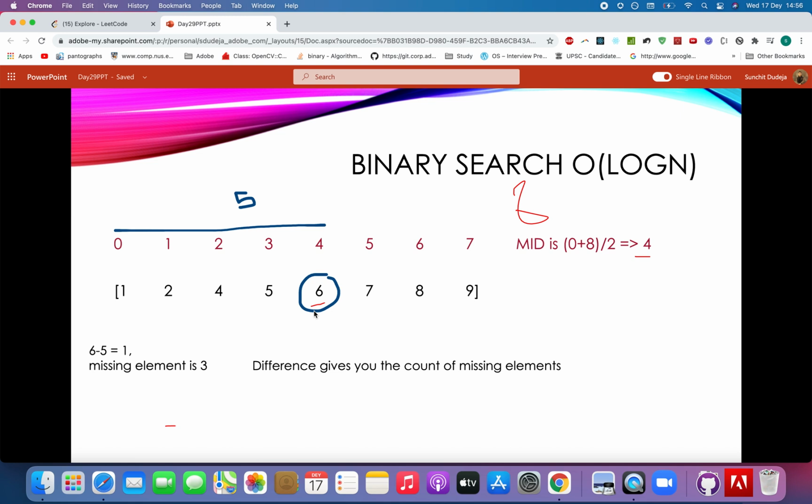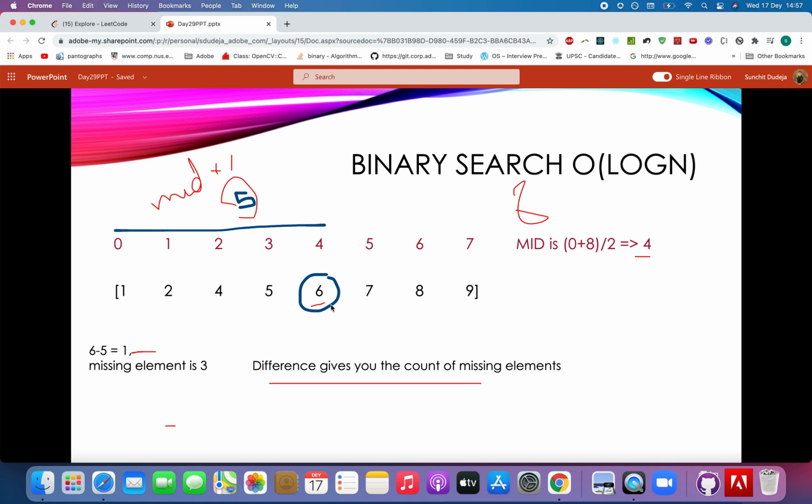And how many numbers would have been there in the array starting from 0 till mid? So there would have been 5 elements in totality, mid plus 1. And if we calculate the difference between these two, the total number of elements that would have been there and the middle element, that is 6 minus 5, that is 1. And this gives us a count of the number of missing elements from the input array.